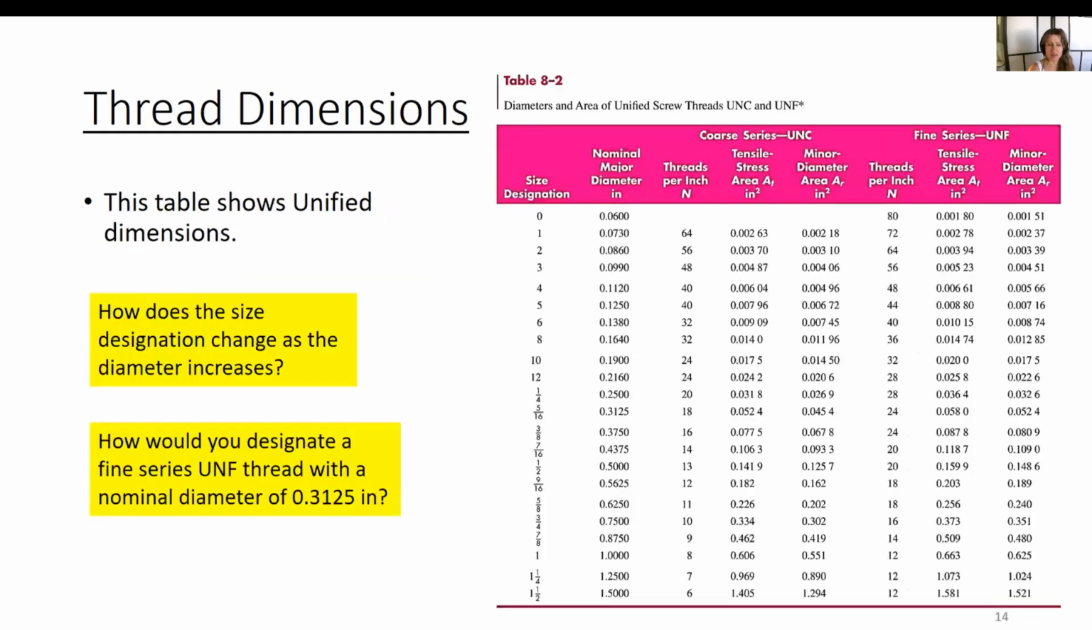And then here's our last slide. So this table shows unified dimensions. How does the size designation change as the diameter increases? So notice here on this left-hand column, size designation 0, 1, 2, 3, 4, etc., and then changes to fraction terms. How would you designate a fine series, so UNF, F for fine, thread with a nominal diameter of 0.3125 inches? So again, there's coarse series, UNC, and then fine series, UNF.